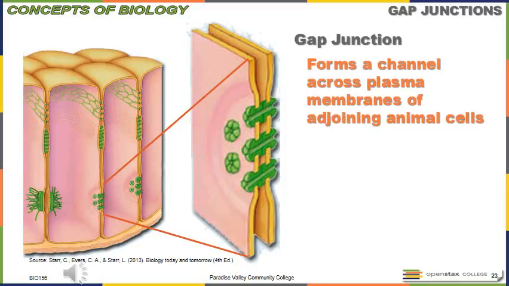This is the last type of junction between cells. This is called a gap junction. It forms a channel across plasma membranes of adjoining animal cells. And so you can see they've done a cross section here, which is the edge of this blown up cells that are here. You can see a channel going east to west or left to right in the green junction, I guess you would call it.